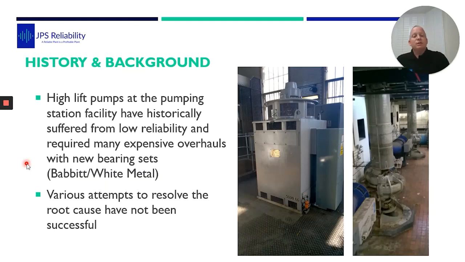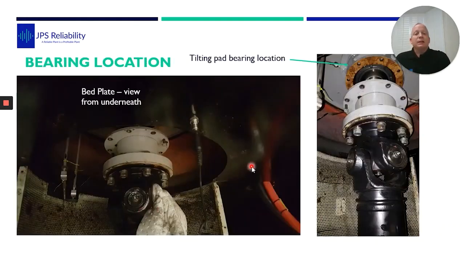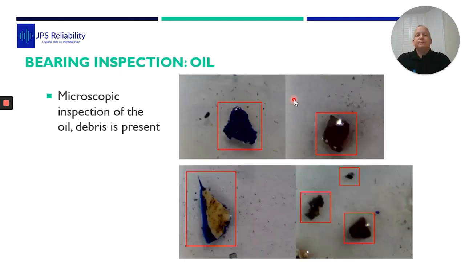So when we got involved, we had a look at the first failure. If you look under here, this is the bed plate underneath. This has been dropped down from up on the motor, and you can take a gasket down, and then the tilting pads would come down. So we dropped the oil out and then had a look at the oil. And what was quite shocking, we could see shards of babbit material in the bearing oil. So straight away, we knew the bearing had obviously failed.